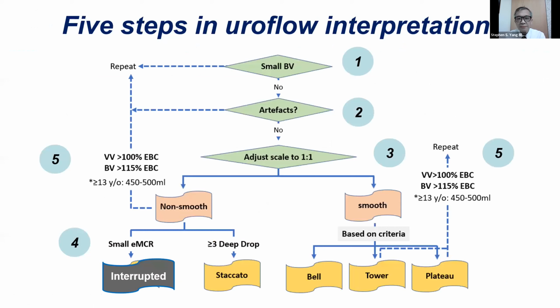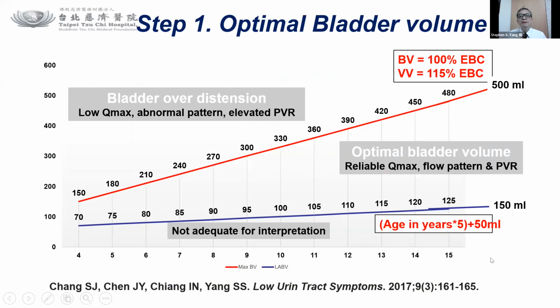So we have 5 steps in the interpretation of the uroflowmetry curve. The first one is the small void bladder volume. The second one, is there any artifact? The third one, adjust the scale to 1:1. The fourth step is to classify them as non-smooth or smooth curve, and then interrupted, staccato, bell, tower, or plateau. And if any is abnormal, repeat it again. This shows you the upper limit and the lower limit of the optimal bladder volume. Above this, you can have low Qmax, abnormal flow pattern, and elevated PVR. And under this, it is not adequate for interpretation.